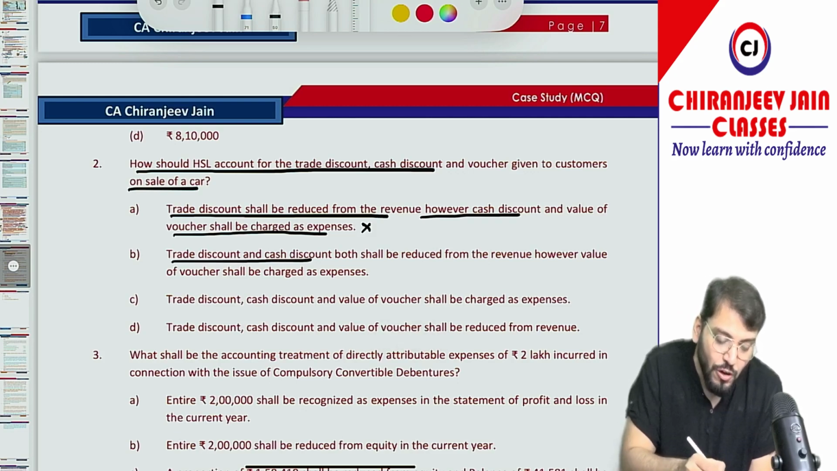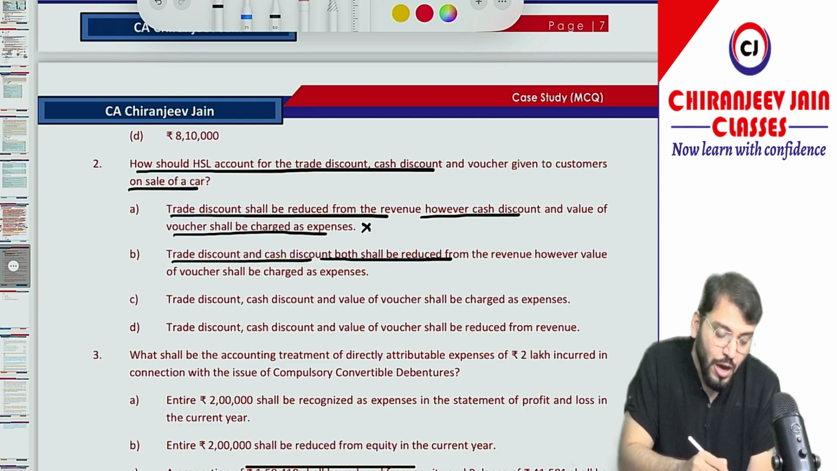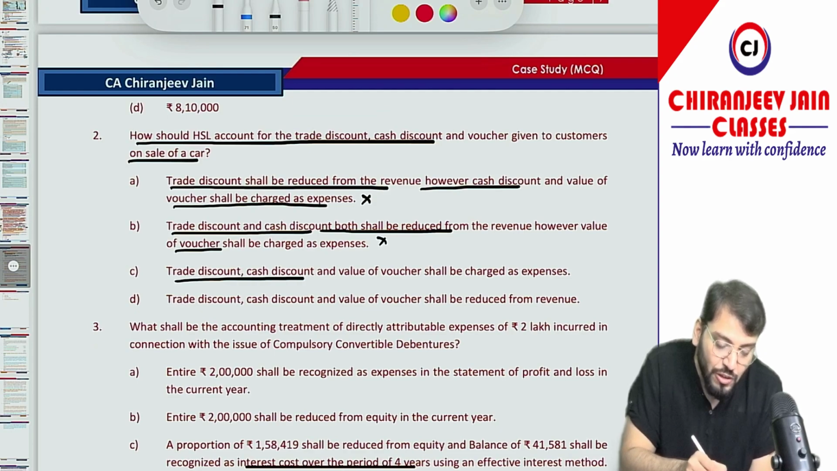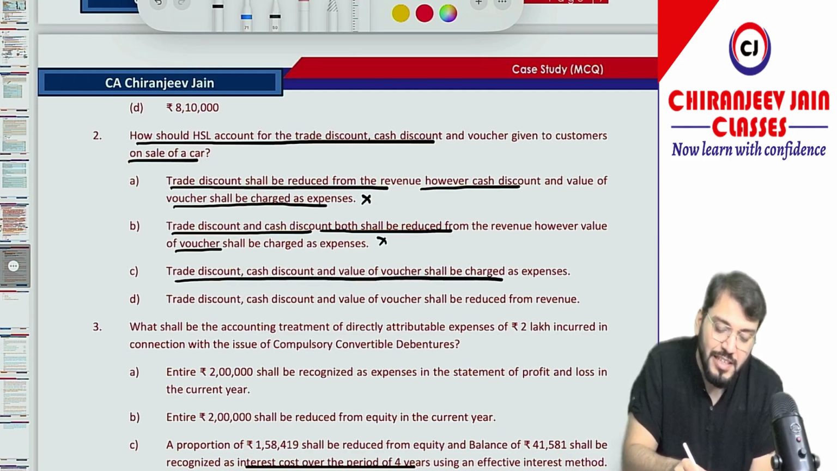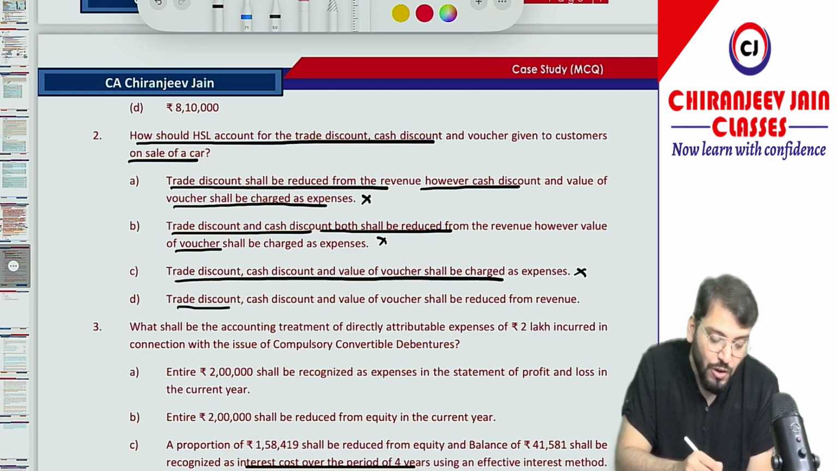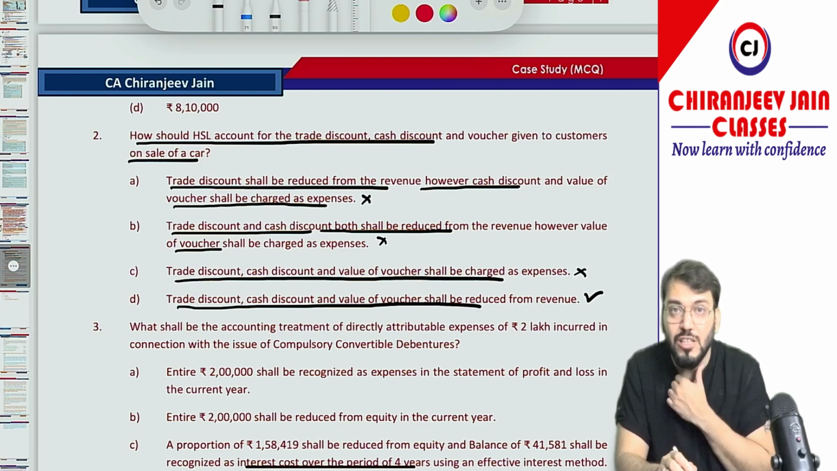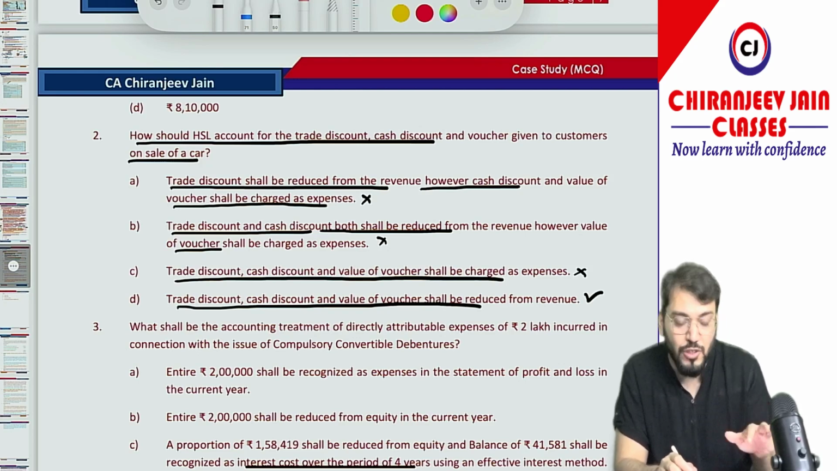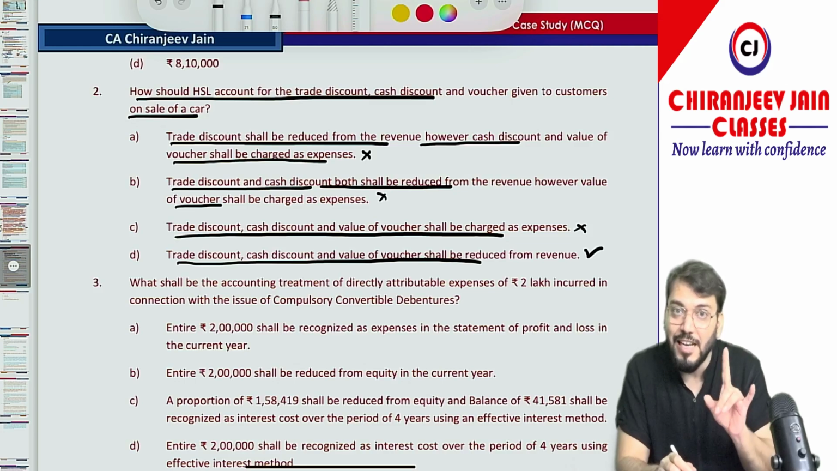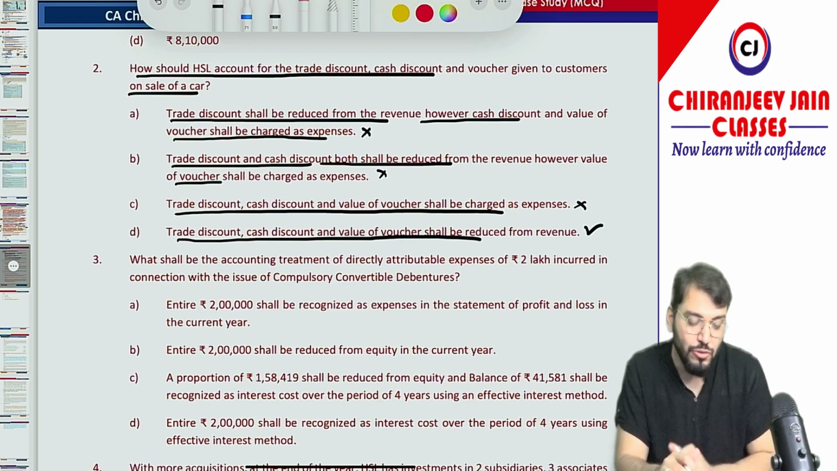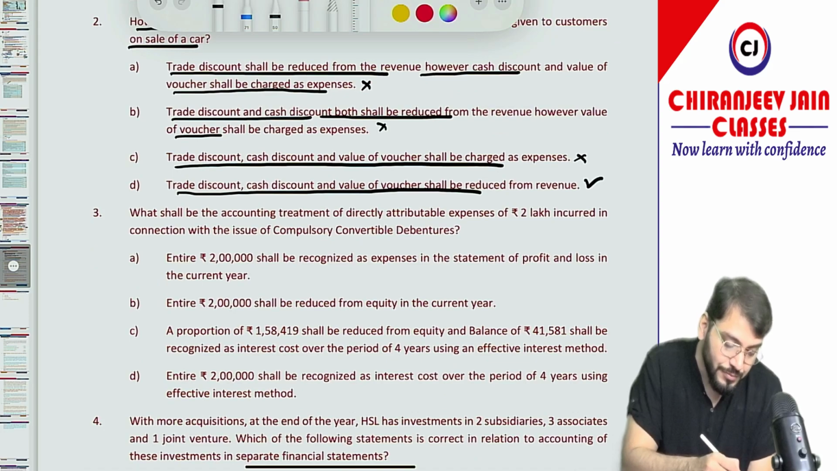Trade discount and cash discount both shall be reduced from revenue; however, the value of voucher shall be charged as an expense. This is also not correct. Trade discount, cash discount and value of voucher shall be charged as an expense. This is also not correct. Trade discount, cash discount and value of voucher shall be reduced from revenue. This is the best option as per the MCQ, whatever options have been given. So option D is correct. Understood? Can we go to point number 3?